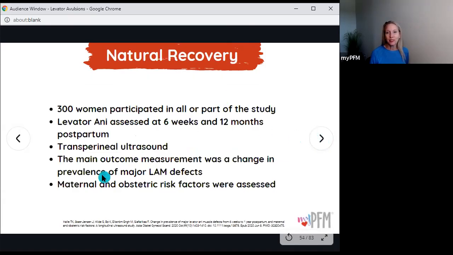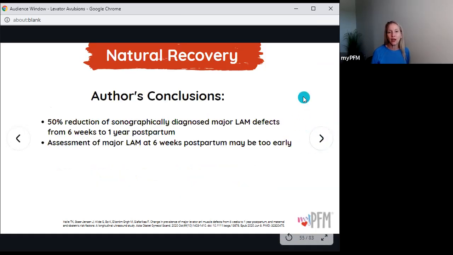All right, let's jump into it. So 300 women participated in all or part of the study. The levator ani muscles were assessed at 6 weeks and 12 months postpartum. They used the transperineal ultrasound. The main outcome measurement was a change in the prevalence of major levator ani muscle defects, and maternal and obstetric risk factors were assessed. So the authors' conclusions: a 50% reduction of sonographically diagnosed major levator ani muscle defects from 6 weeks to 1 year postpartum.